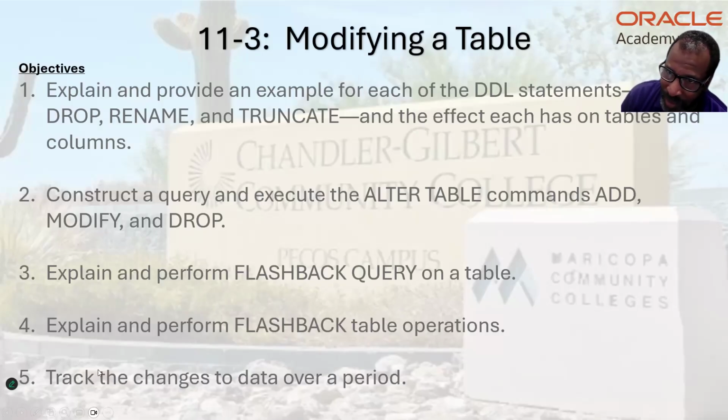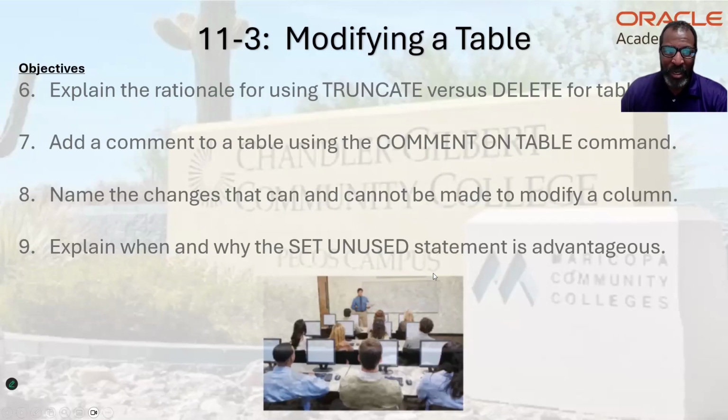Our next topic is modifying that table after you created it. So our objective: explain and provide an example for each of these DDL statements: alter, drop, rename, truncate. There are different ways to modify your table. Construct a query to execute the alter table, add, modify, drop, explain and perform flashback query, pretty important. Explain and perform flashback table operations, and then track the changes to data over a period. Yes, you can do all of these. Explain the rationale for using truncate versus delete. Essentially important.